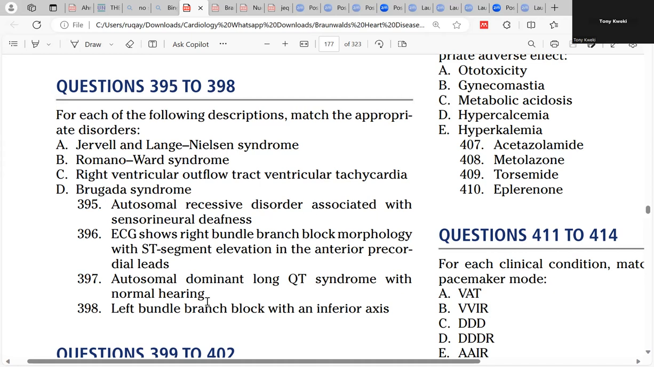Then 396: ECG shows right bundle branch block morphology with ST segment elevation in the anterior precordial leads. This sounds much more like Brugada, because there's a right bundle branch morphology and ST segment elevation in the anterior precordial leads. Typically, it's been described as coved ST segment elevation.